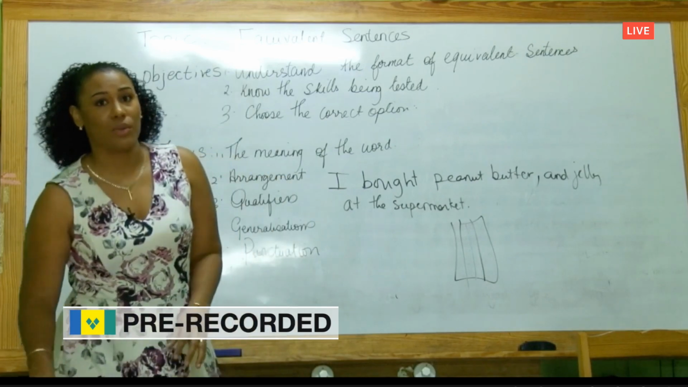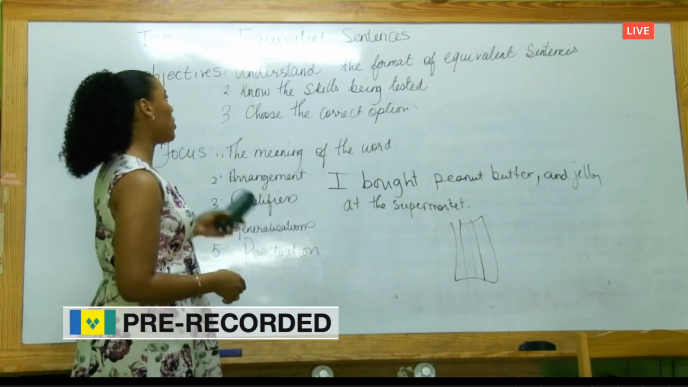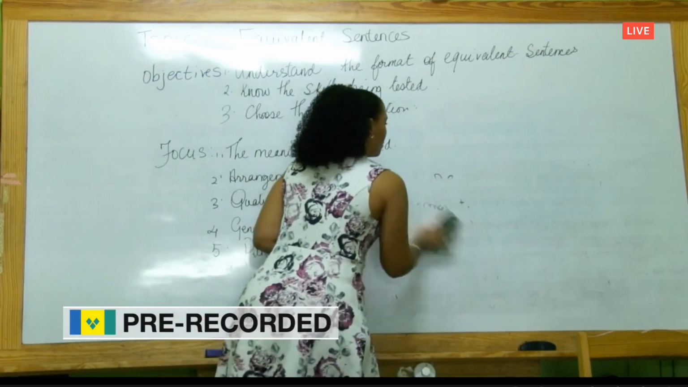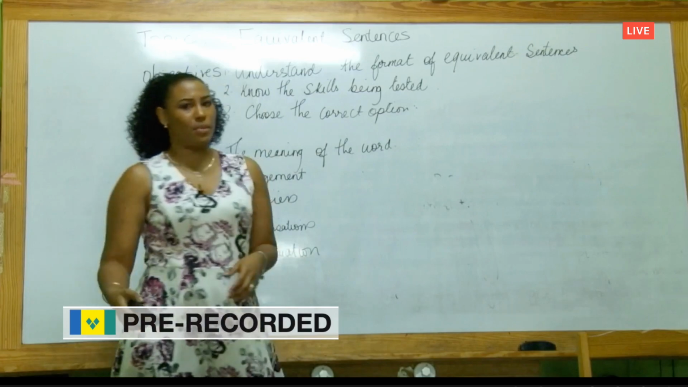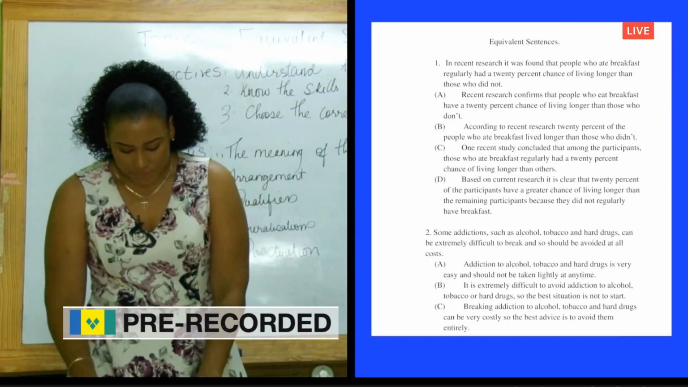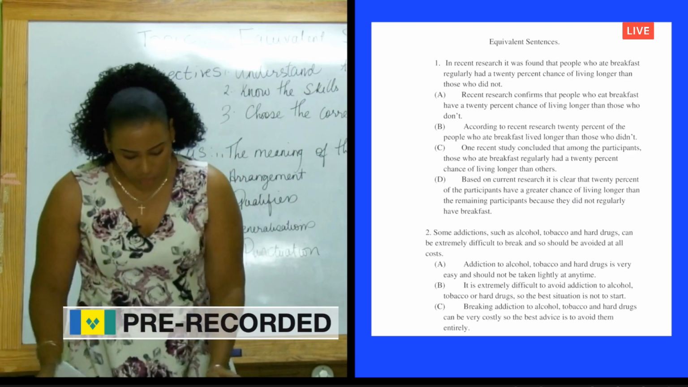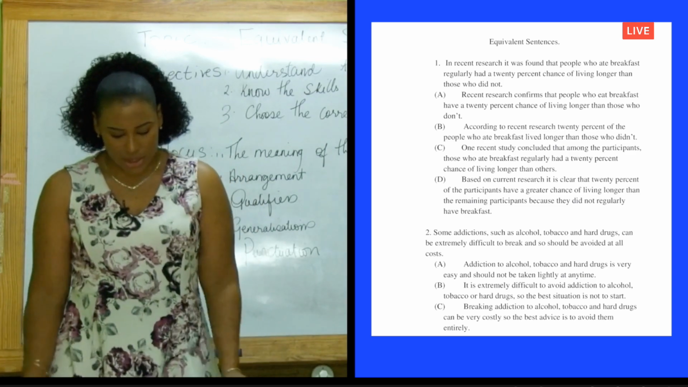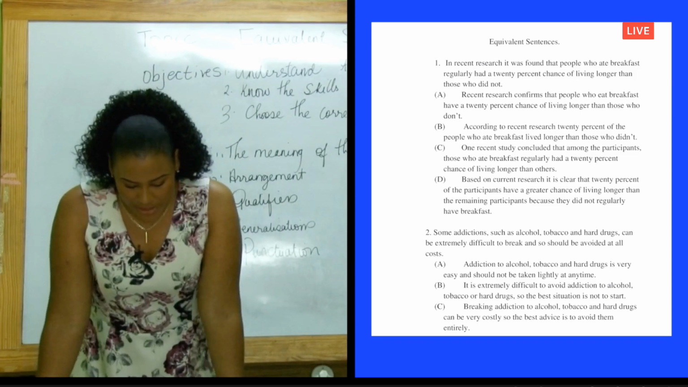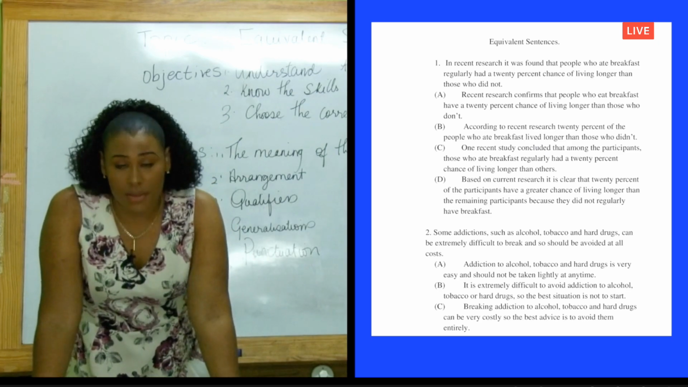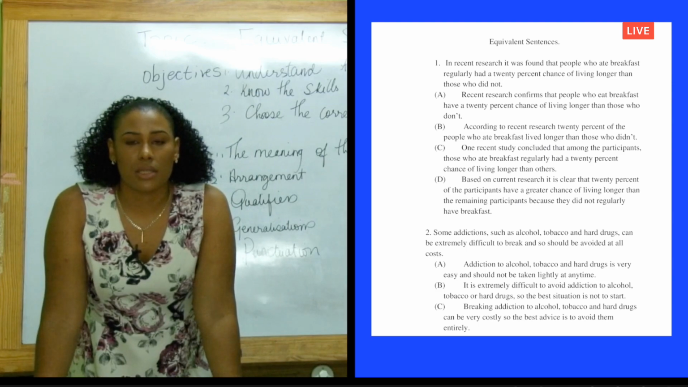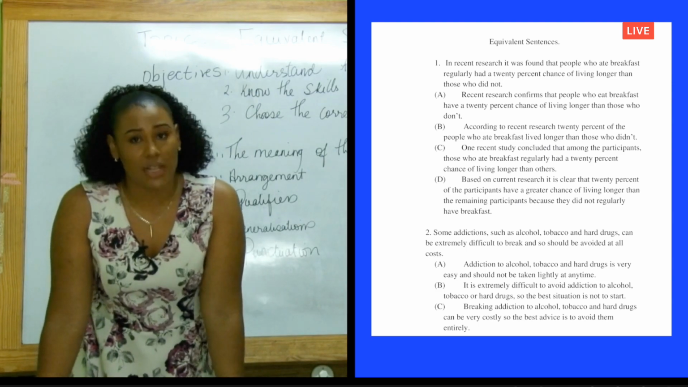And we see how these punctuation errors are very common when choosing options for your equivalent sentences. If you look on your screen, you will see the options that are being presented. Let's go through them one by one. Number 1. In recent research, it was found that people who ate breakfast regularly had a 20% chance of living longer than those who did not. Now, generalizations.